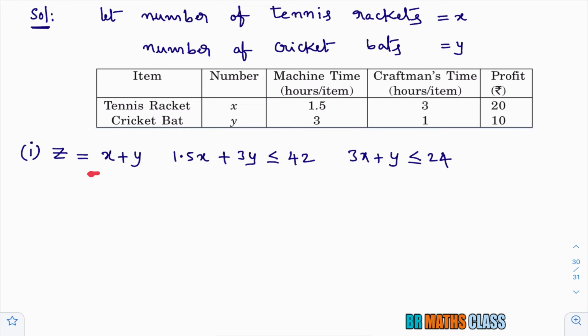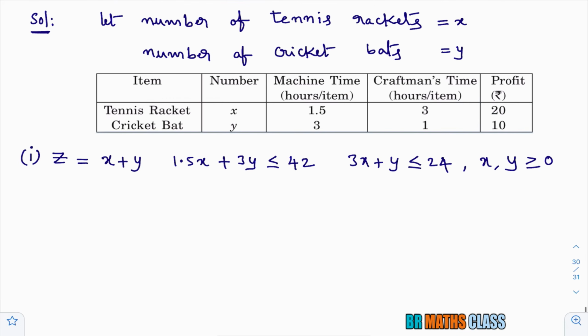Okay. Now we have the objective function and constraints. And what about x and y? X is the number of tennis rackets, y is the number of cricket bats. This will be either 0 or more than 0. It can never be like half a tennis racket or minus 1 tennis racket, minus 2 cricket bats. It won't be like that. So here x and y are non-negative constraints. X is greater than or equal to 0. Y is also greater than or equal to 0. Now we have the objective function and constraints. So to solve this problem, we'll follow these steps.